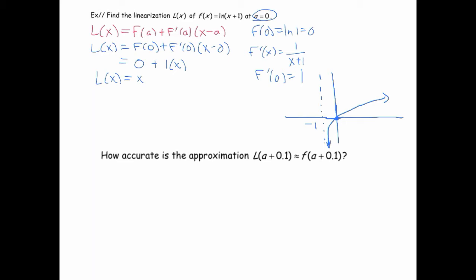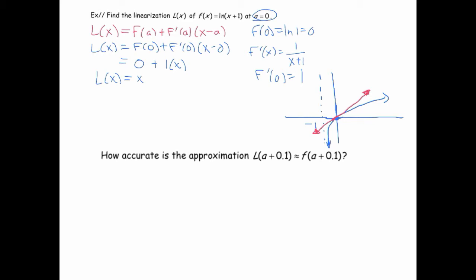And what we just found was the linearization L of x equals x is the tangent line at x equals 0, and that is what we would want to use if we wanted to approximate the natural log of x plus 1 for values close to 0. And so, in terms of approximation, that's what this bottom question is asking.